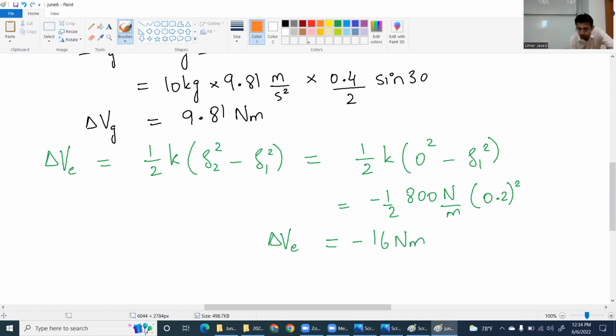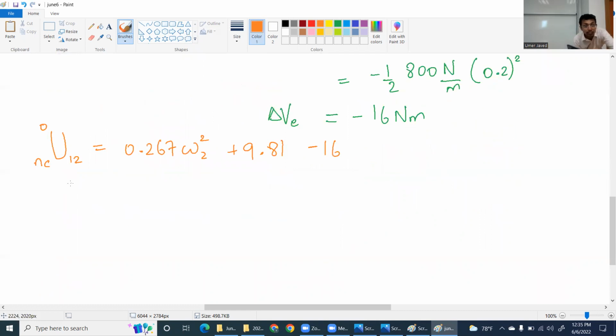Thank you for your patience. Finish the question. U12 of O and C is equal to delta T plus delta VG plus delta VE. What is delta T? I think we found 0.267 omega 2 square. What is delta VG? We found positive 9.81. What is delta VE? We found minus 16. So what is the value of this left-hand side? It is 0 because there is no external force or moment for that matter.